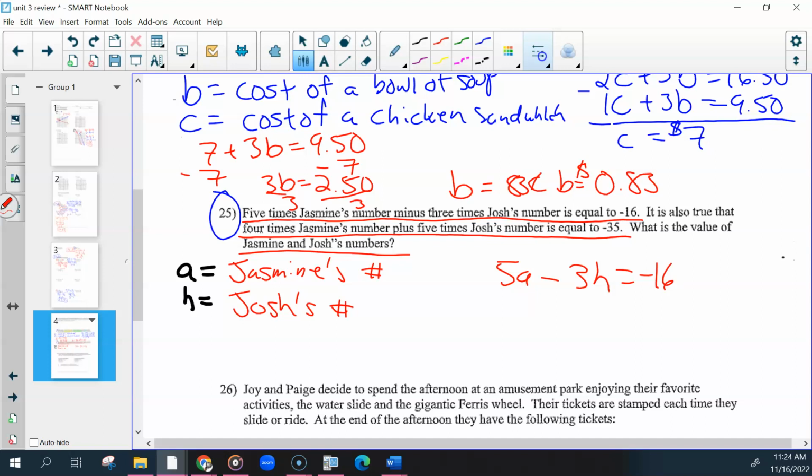The second equation would be very similar. 4 times Jasmine's number, so 4 times A, plus 5 times Josh's number, so 5H, is equal to negative 35. I'm not going to solve this one, because you can choose which method you want, substitution, elimination, graphing. Are there any others we want to see set up? Not solve, but set up on this page.